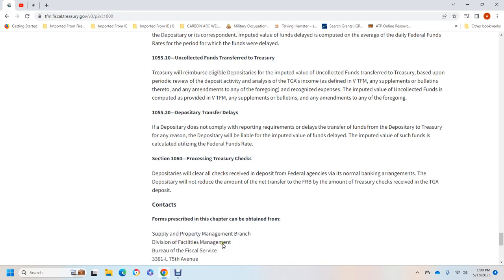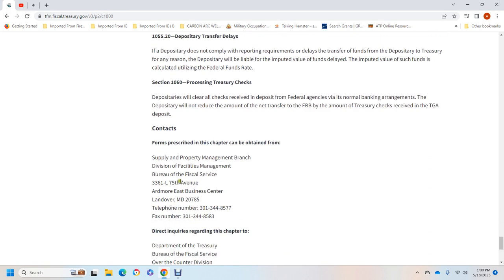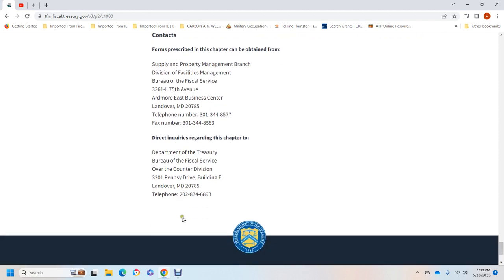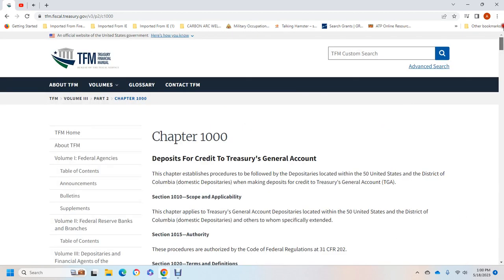Treasury General Account deposits, contact Supply Property Management Branch, Division Financial Management, Bureau Official Services, Department Treasury, Bureau Official Services, Over the Counter Division. That was Chapter 1000, Part 2, Volume 3.